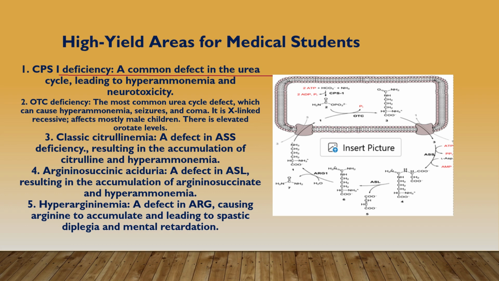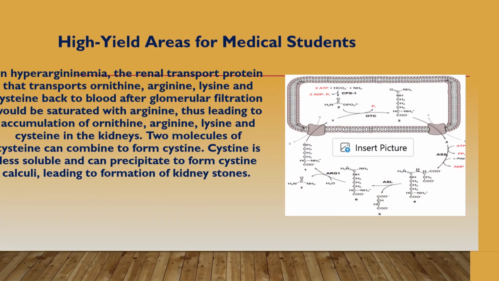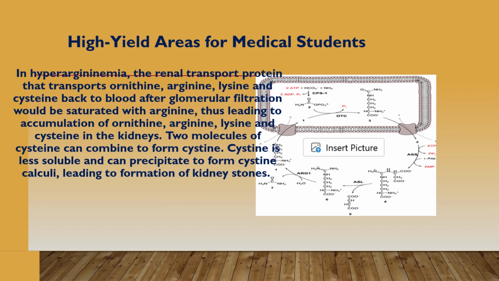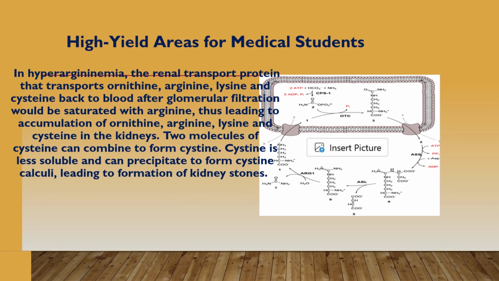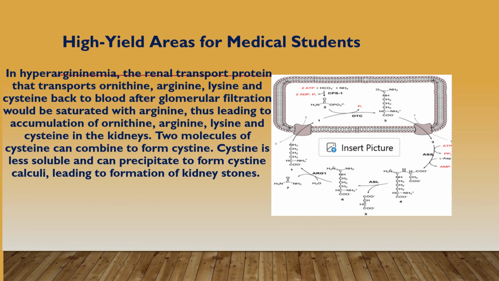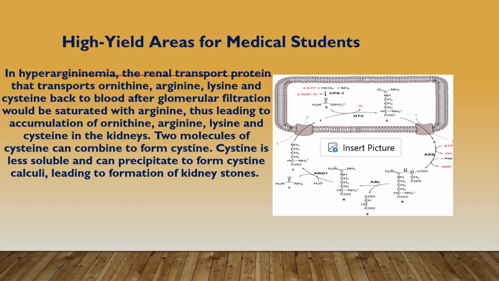In cystinuria, the renal transport protein that transports ornithine, arginine, lysine and cysteine back to blood after glomerular filtration would be saturated with arginine, thus leading to accumulation of ornithine, arginine, lysine and cysteine in the kidneys. Two molecules of cysteine can combine to form cystine. Cystine is less soluble and can precipitate to form cystine calculi, leading to formation of kidney stones.